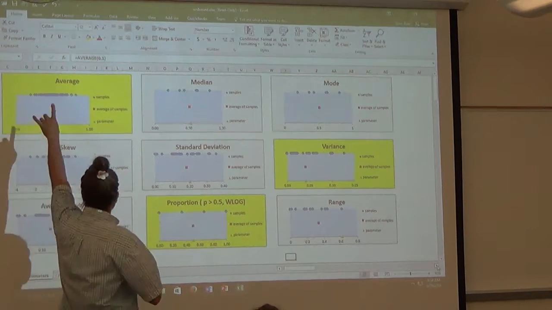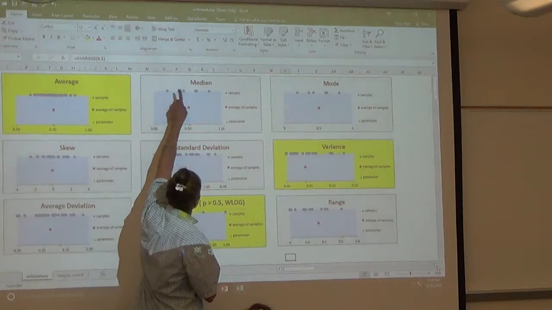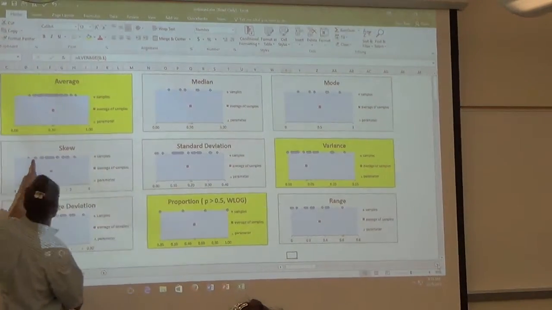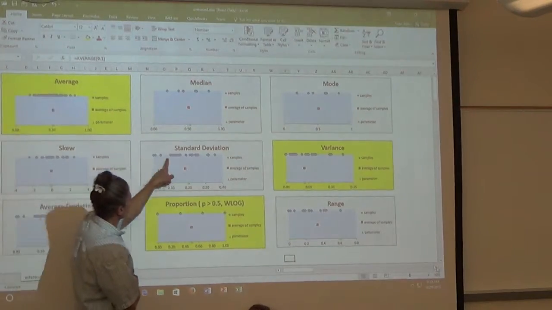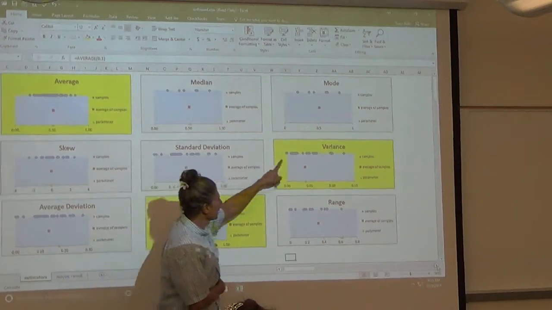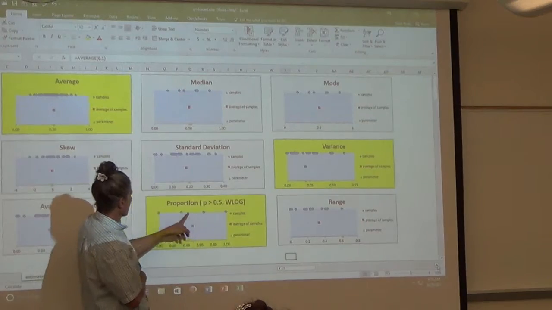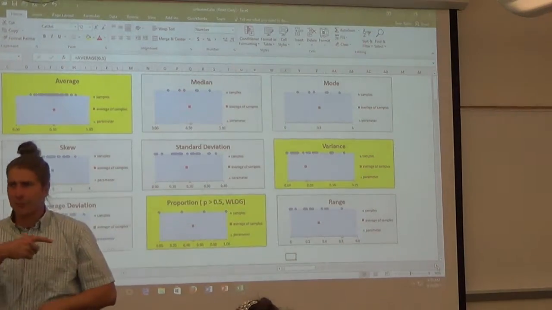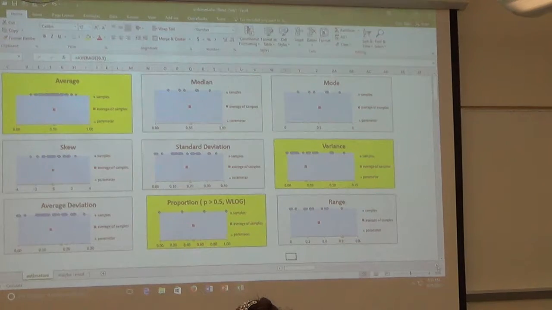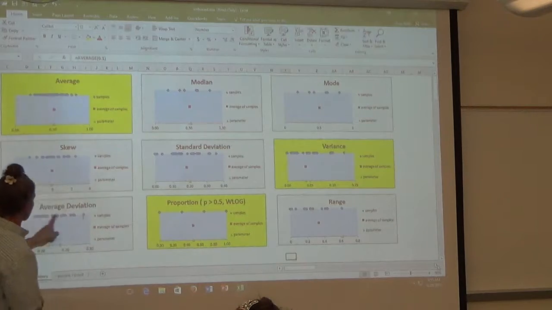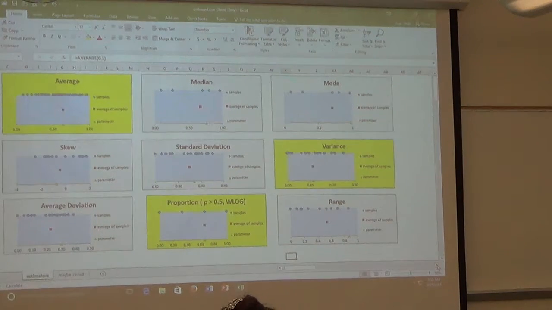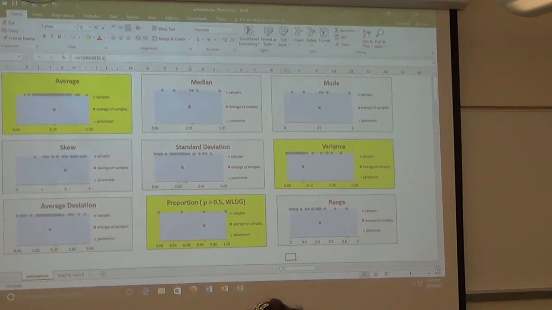So there are 216 dots here, 216 dots here, 216 different measures of the mode, 216 skews, 216 standard deviations, variances, ranges, proportions. That's kind of a boring one. If you think about the percentage that could be bigger than a half, there's only a certain number of percentages it can be. Like you can't have like 12%. And average deviations. And if you press the F9 button, they just keep re-randomizing, re-randomizing, re-randomizing, and so forth and so on and so forth.